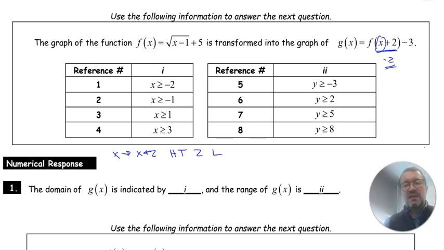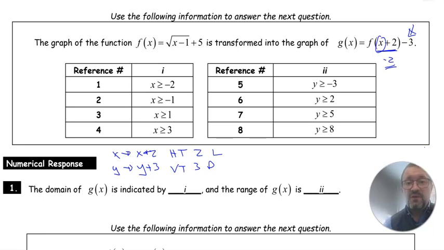The negative 3 is happening outside the function, and so that's going to affect it vertically. And so because we've replaced y with y plus 3, remember, I know that it's negative 3, what you're seeing is negative 3 here, but that's because it's been brought to the other side of the equation already. Okay, it has been isolated. That's going to be a vertical translation, 3 down.